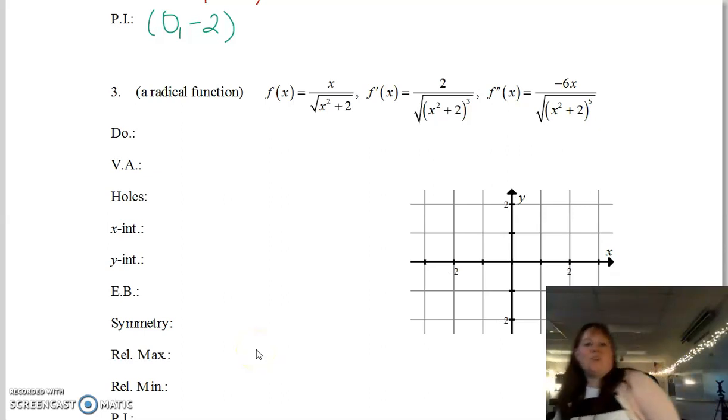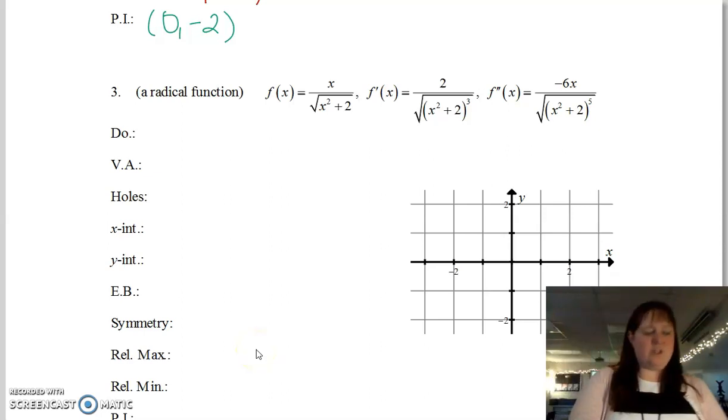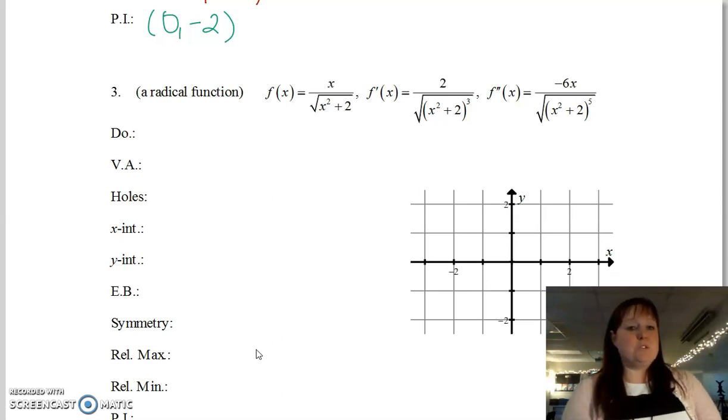All right, last one of curve sketching. This one's a radical function because it's got a radical in it. So we're just going to go through. We're going to figure out each of these things and sketch the graph. All right, so domain restrictions.